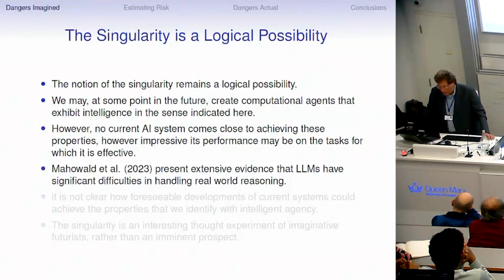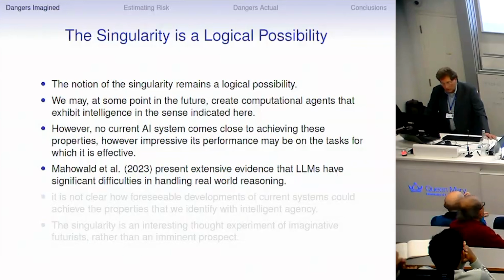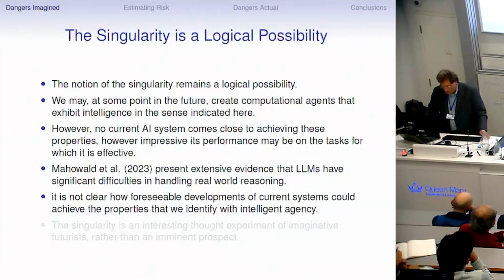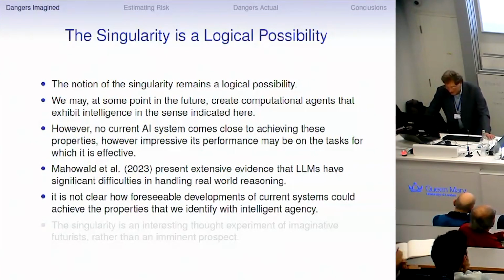There's a nice paper by Mahowald and colleagues, who are neuroscientists working in a lab at MIT under Evelina Fedorenko. It's a recent paper where they present extensive evidence that large language models, whose linguistic performance resembles that of humans, have a real serious problem in handling real-world reasoning. And we're talking about current large language models. So this is exactly where these emergent properties are not there.